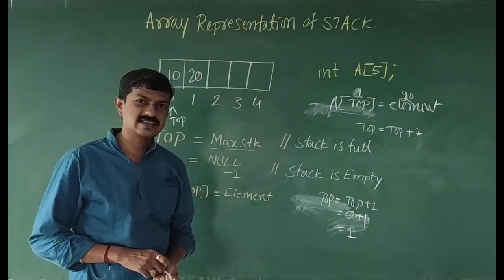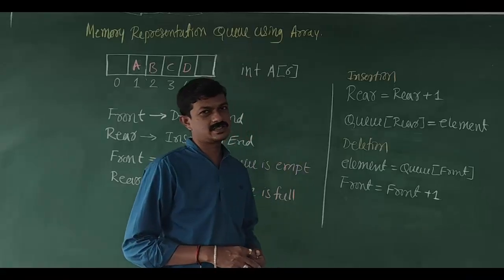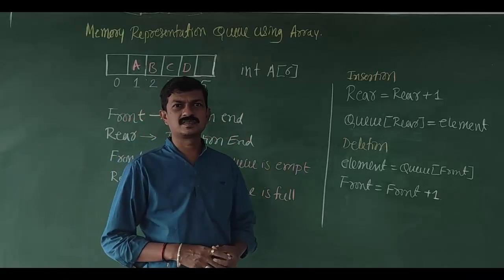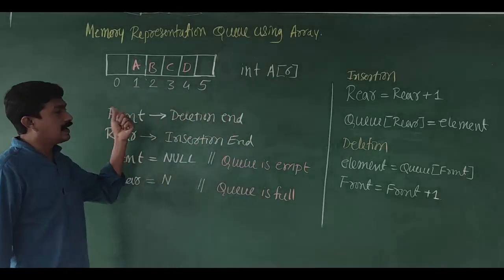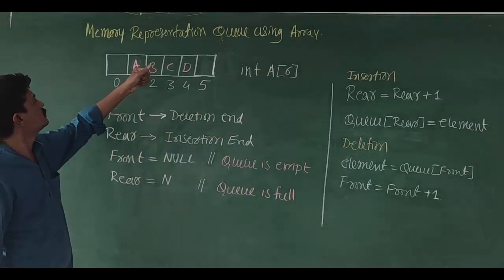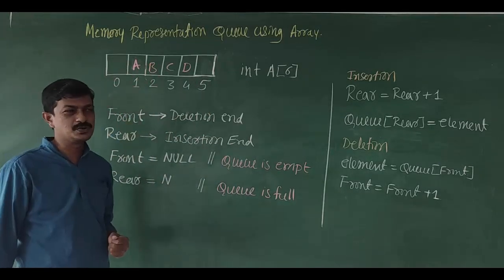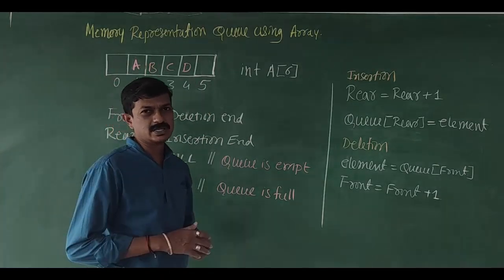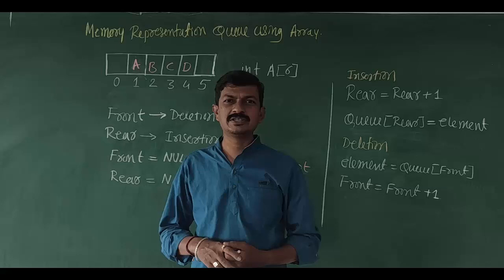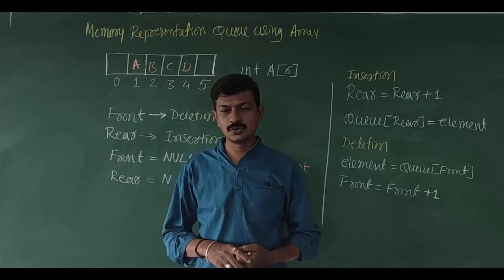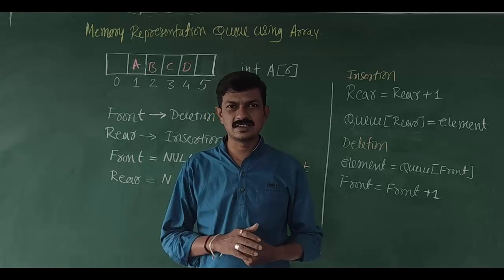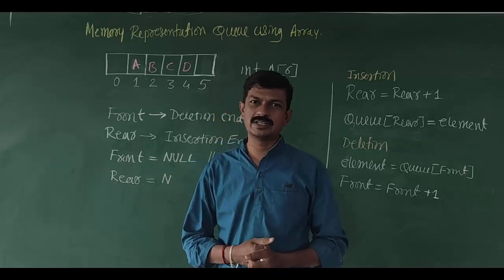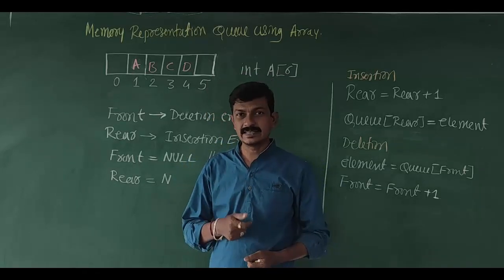Array as a stack data structure. We discussed the representation of stack using array. Now we are discussing memory representation of queue using array. The same concept: if you want to insert an element into a queue data structure, we require two different operations, insertion as well as deletion. We require two different pointers, those are front pointer and rear pointer.